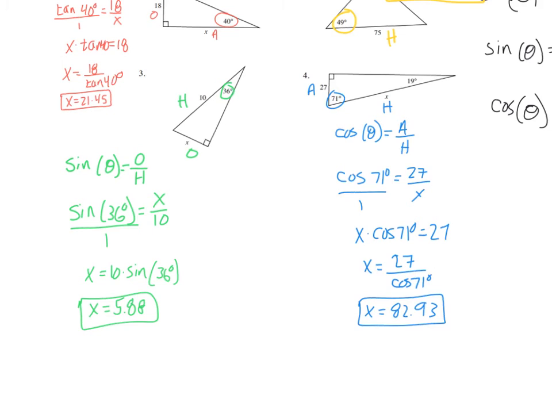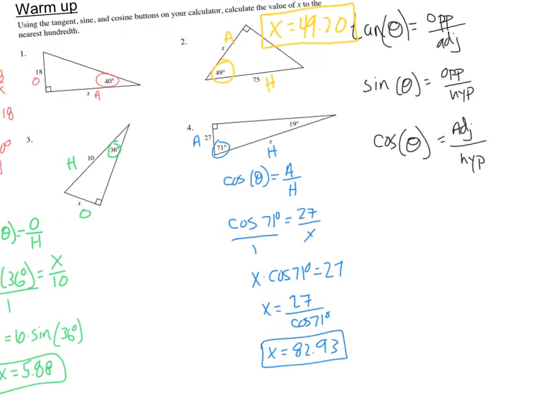Then moving over here to number 3, I used the sine ratio. Sine is the ratio of the opposite leg divided by the hypotenuse, and from that reference angle of 36 degrees, I can set up this ratio of x over 10 using the sine of 36, and solving it, I get 5.88.